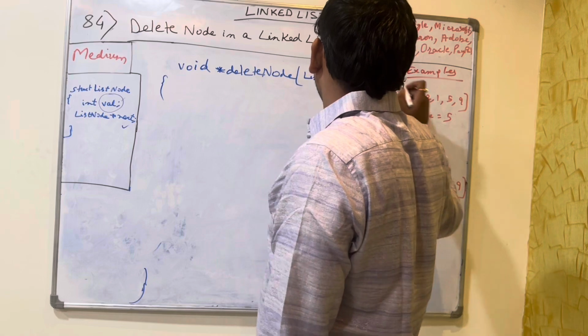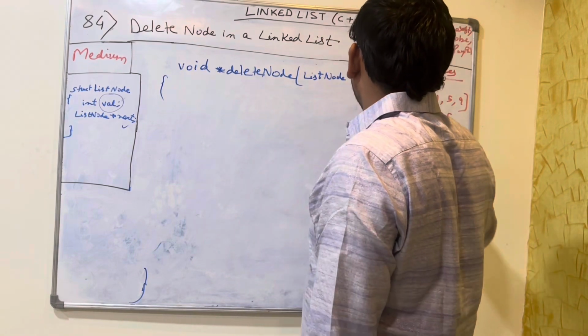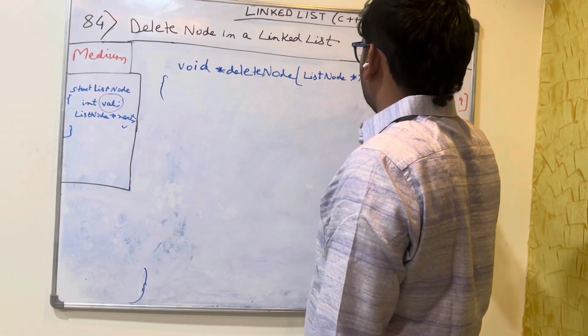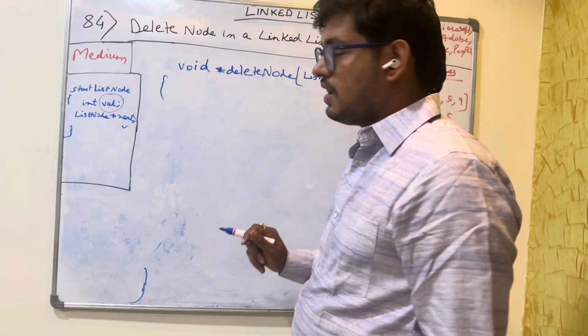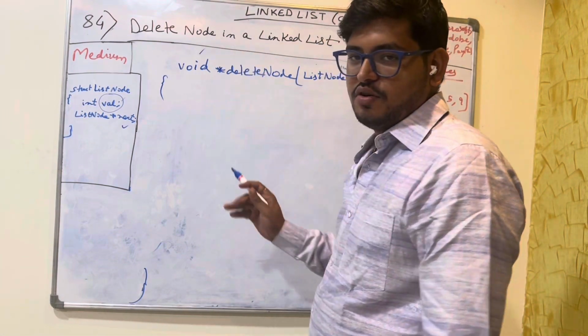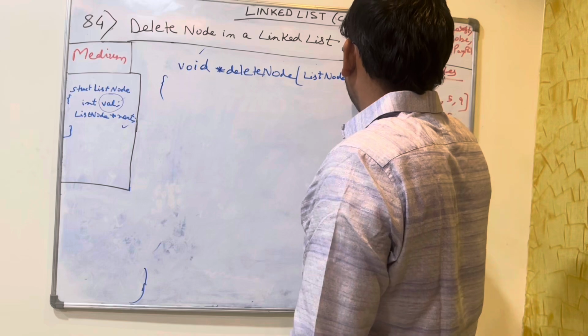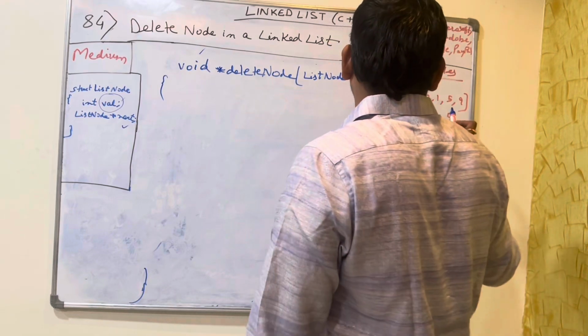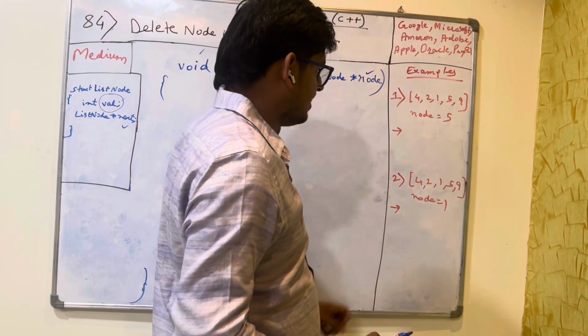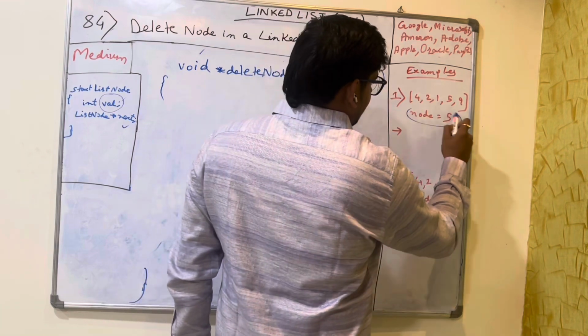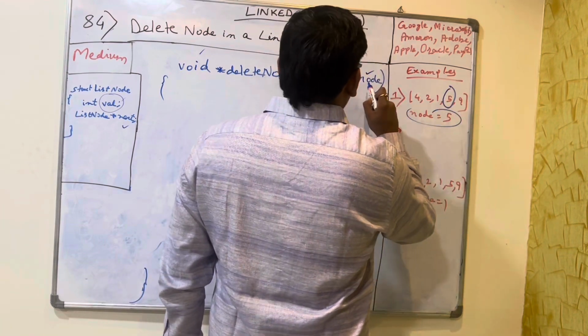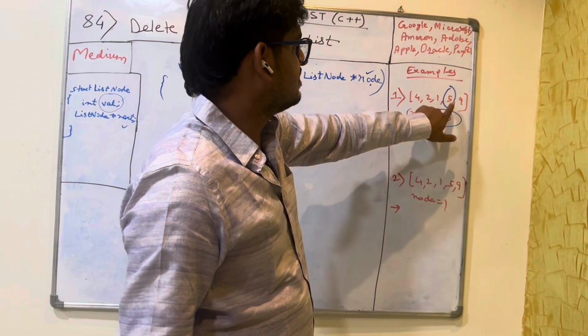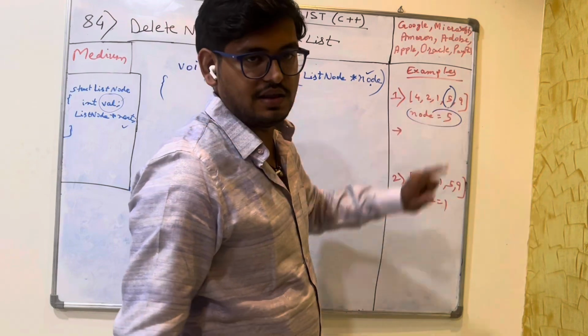So we are given a node in the linked list and we need to delete this node in the linked list. The return type is void, we don't need to return the linked list, we just need to delete the node. If this is the linked list that is given, here there is a node 5. So we are given this node here. So we need to delete this node. We don't want 5 to be there.